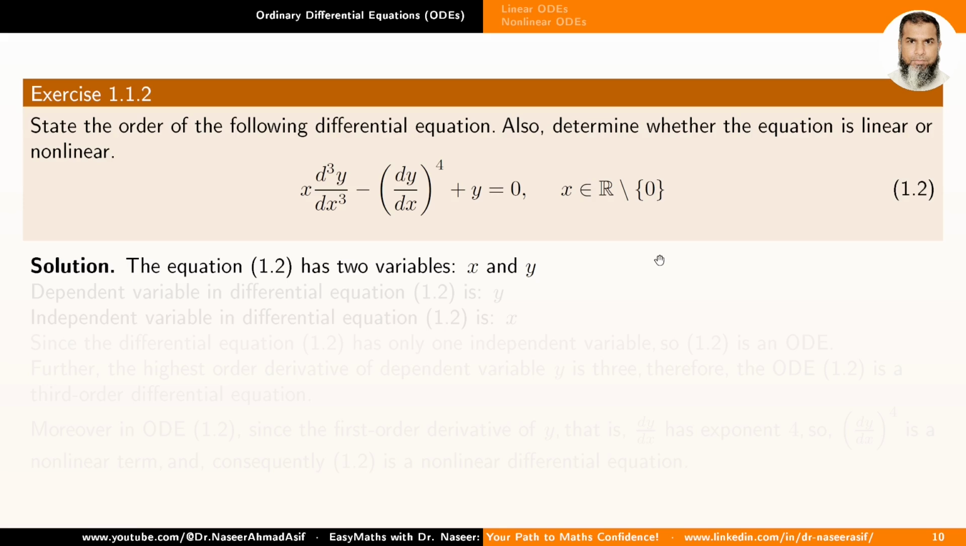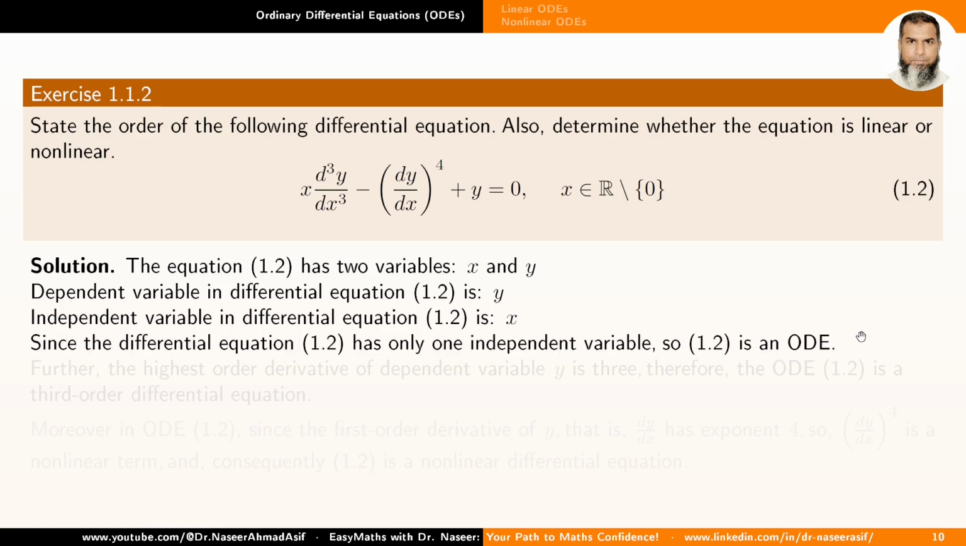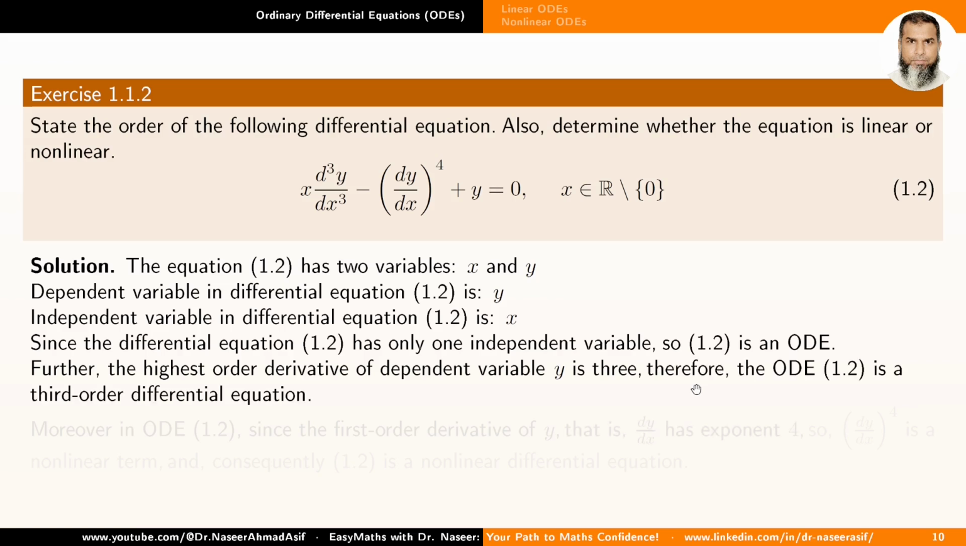The equation 1.2 has two variables x and y. The dependent variable in differential equation 1.2 is y. The independent variable in equation 1.2 is x. Since the differential equation 1.2 has only one independent variable, 1.2 is an ODE. Further, the highest order derivative of dependent variable y is 3. Here you can see this is the third order derivative of y with respect to x. So the ODE 1.2 is a third order differential equation.